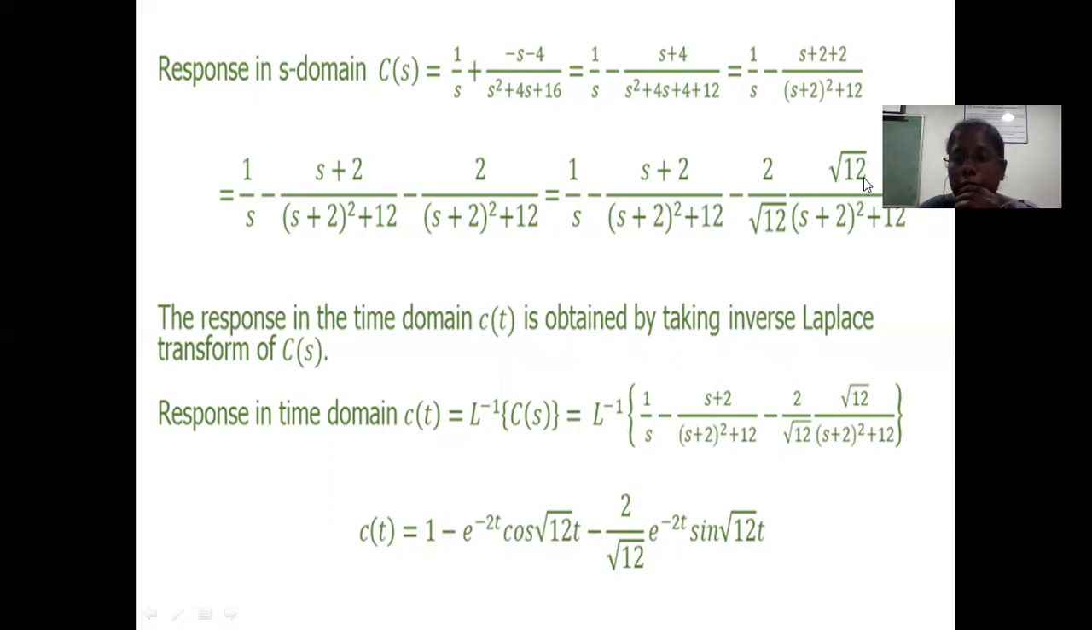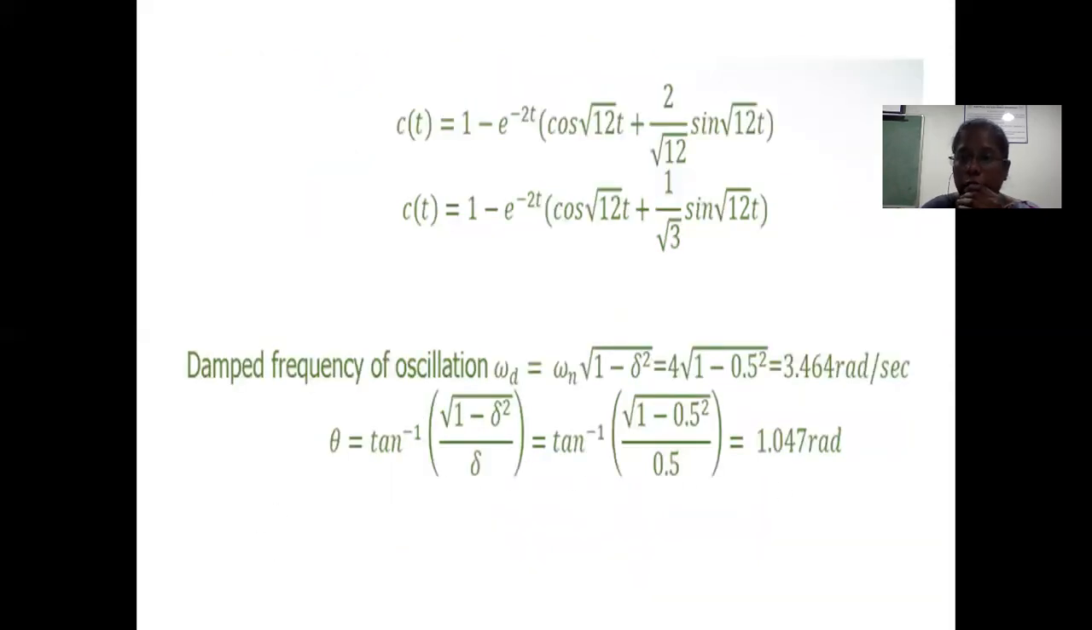Minus, similarly, here this should be in the form of omega by s plus a the whole square plus omega square. Since the omega is not there, and our omega is root 12, I'm just multiplying by root 12 and dividing by root 12, so that the equation is balanced. Now you take 2 by root 12, and again this is in the form of omega by s plus a the whole square plus omega square. So the formula will be e power minus at into sine omega t. After taking the inverse Laplace transform, we get our c of t, the time response expression of a second order system.